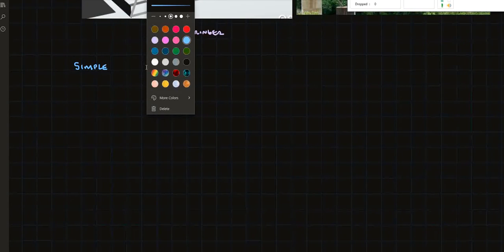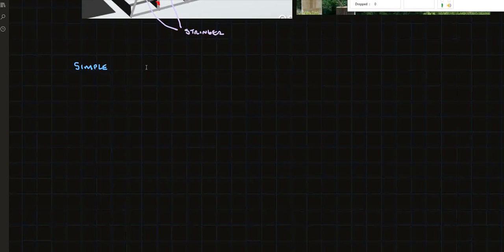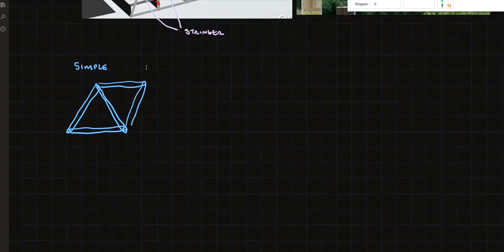If we were to construct a simple truss, we can start with just a simple triangular geometry here and pin all these three members together. That's the start of a simple truss. Now all we need to do is add more members as we go, more pinned members, and so on and so forth.